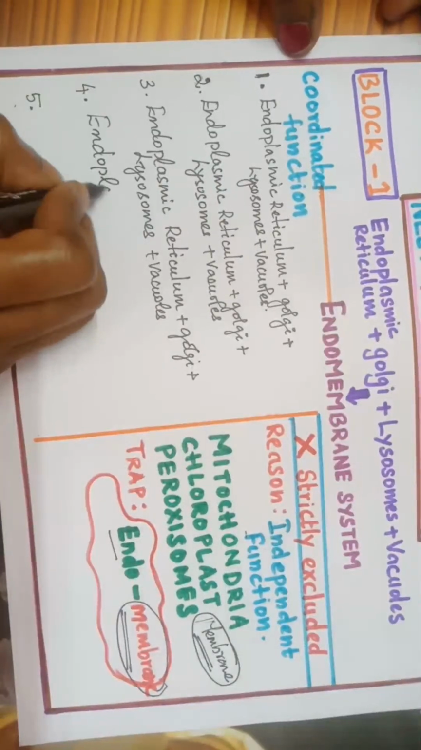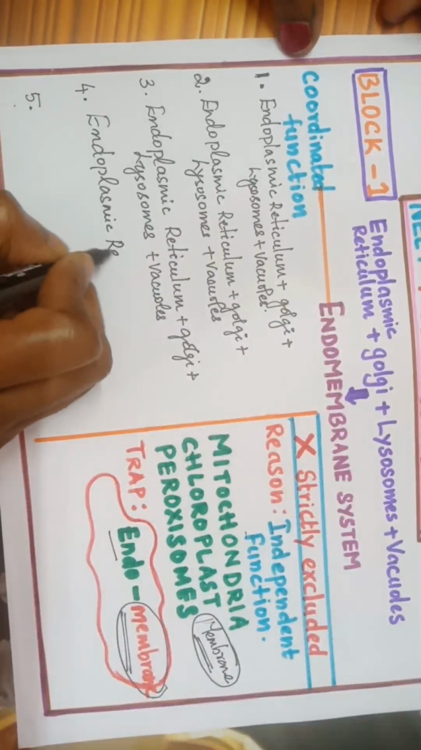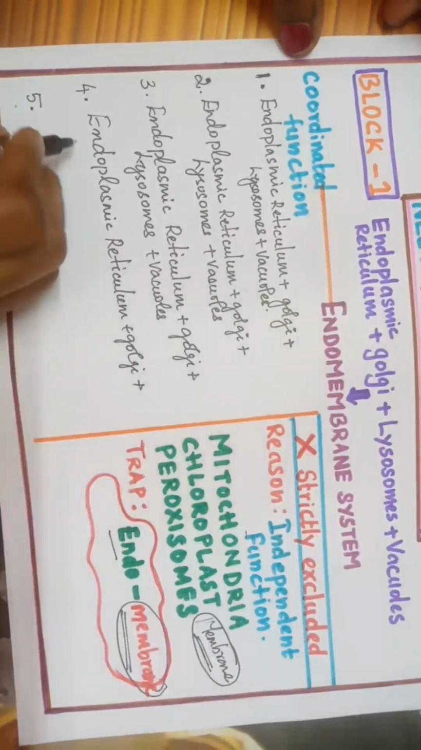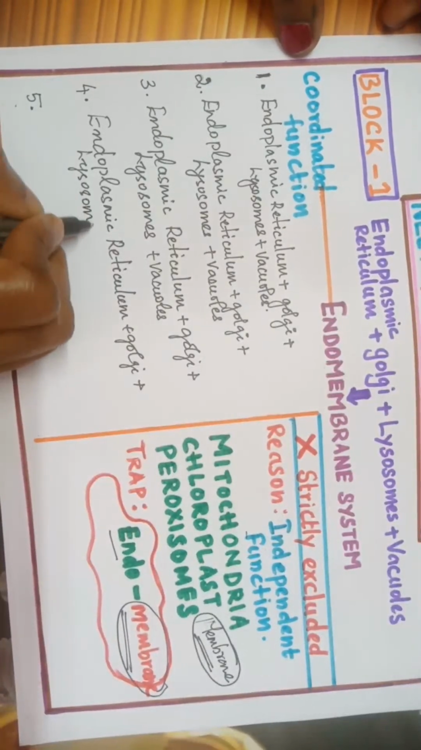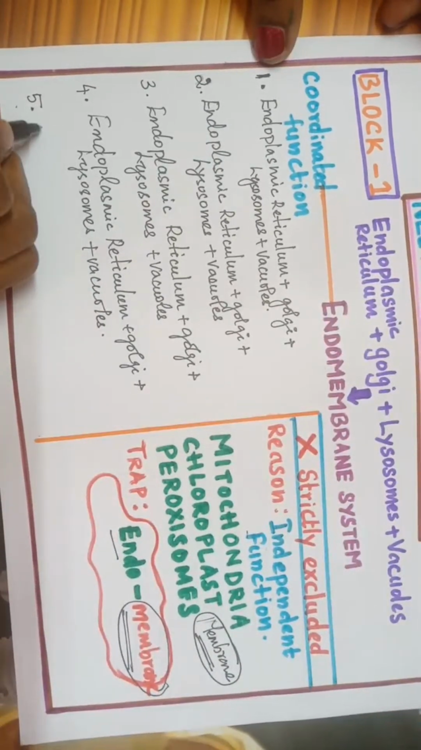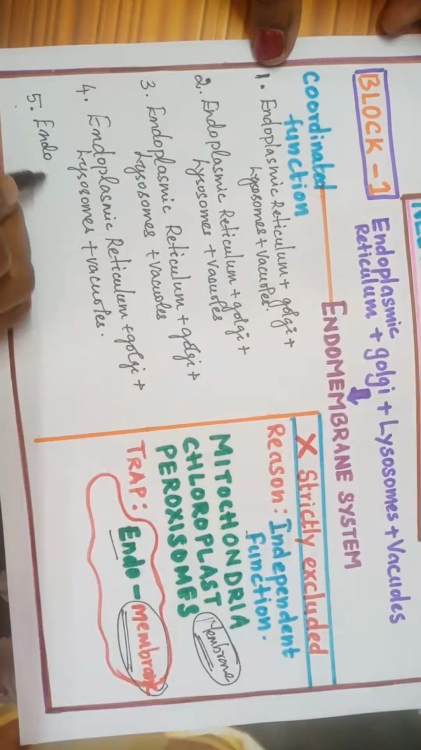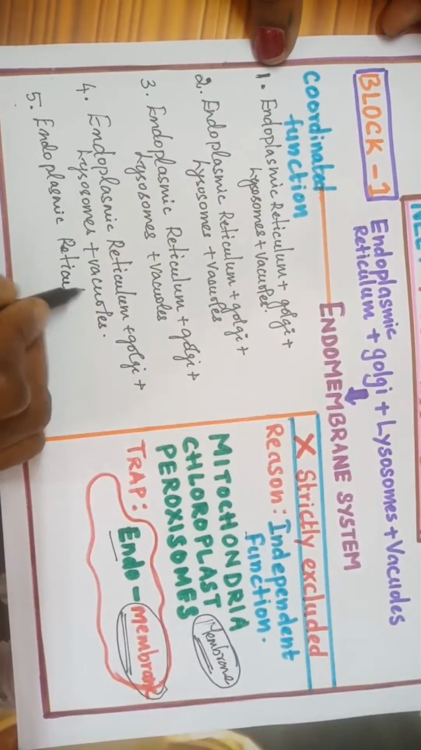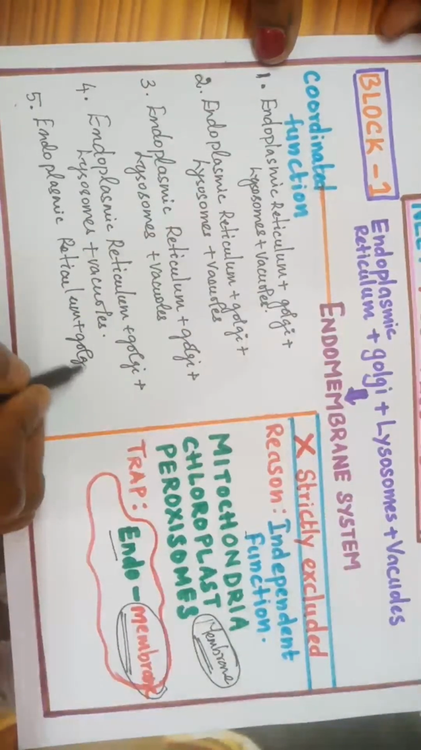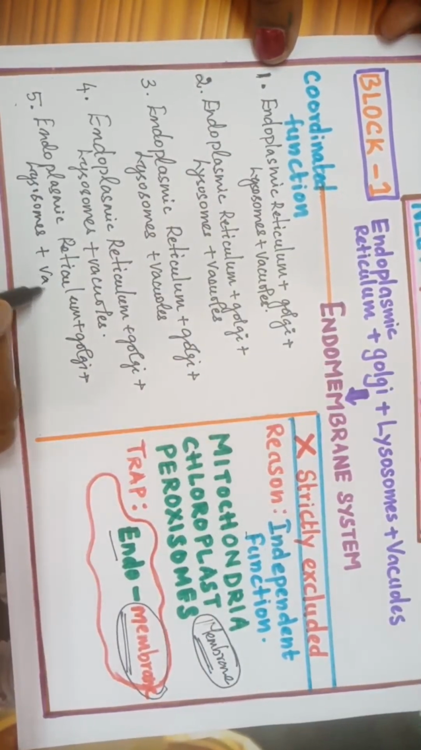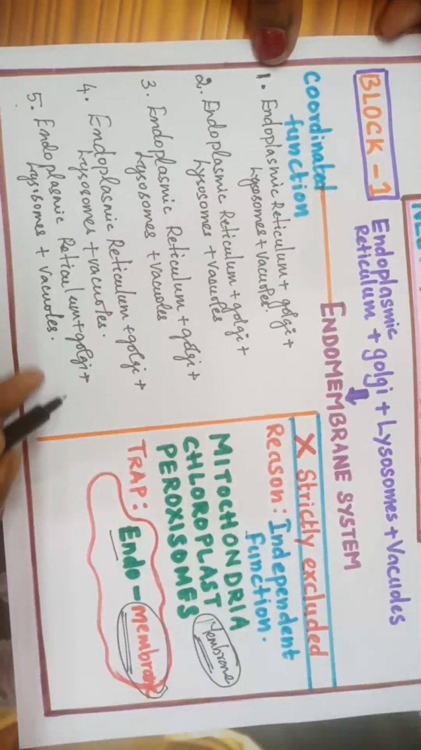Now, are you able to write it down without seeing? Endoplasmic reticulum, plus Golgi plus lysosomes and vacuoles. The fifth time, what are the organelles of the endomembrane system? Endoplasmic reticulum plus Golgi bodies plus lysosomes plus vacuoles. I think now you got the answer for the question which I asked in the opening, okay?